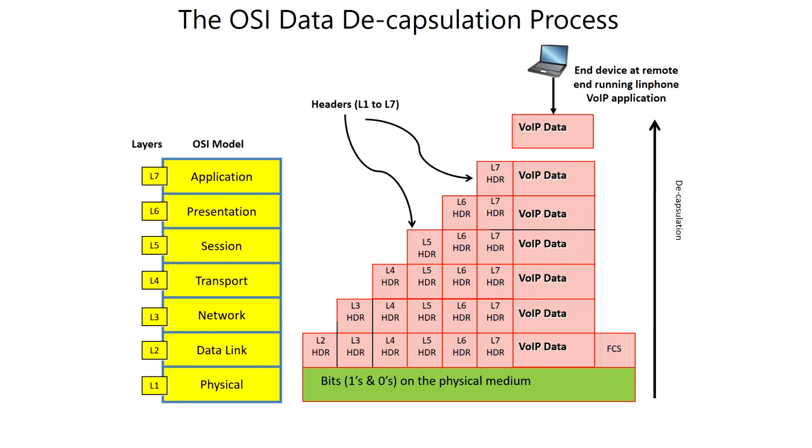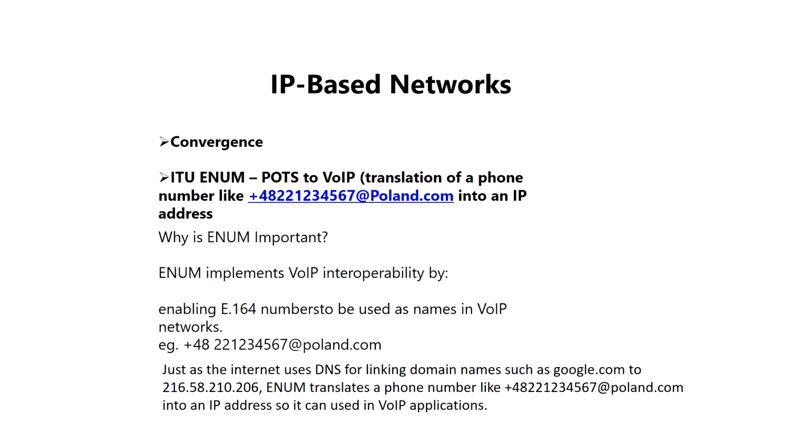until at the very top, the application layer, where the layer 7 header is taken off and the original VoIP data is interpreted for the user. This reverse process is called decapsulation. That is, a layer taking the information below it and then removing headers.